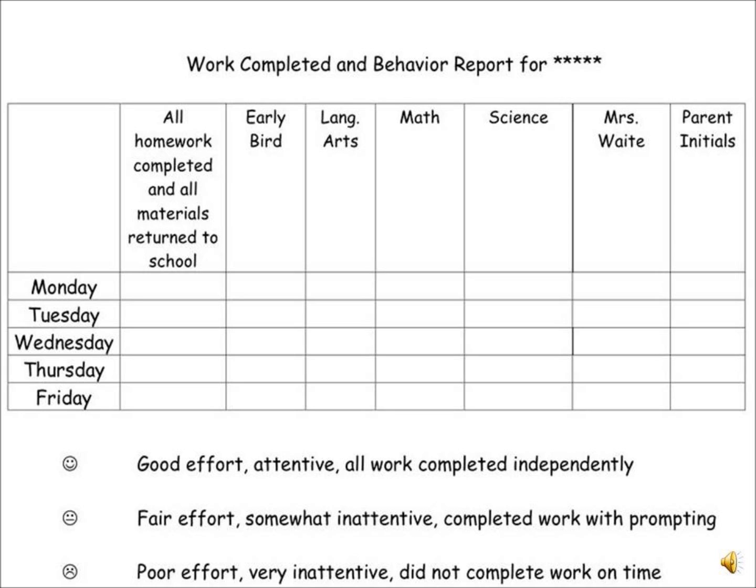This is a way for the parent to see how the student's behavior is throughout the week. And the parent would have to initial after every day, so they are aware of the student's behavior and are involved in the classroom.